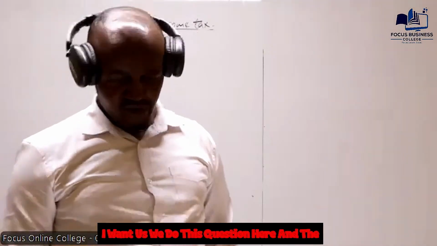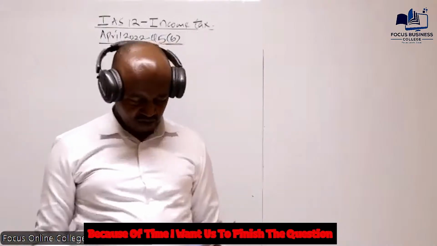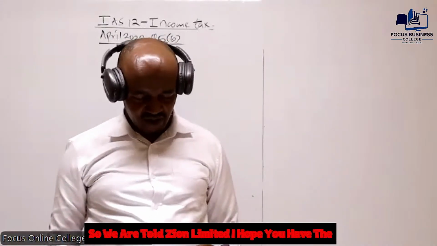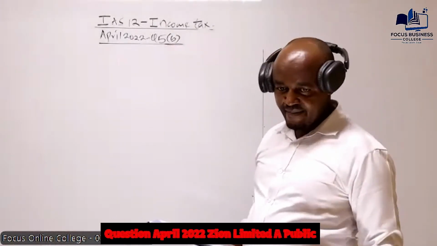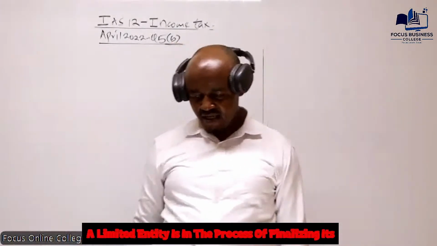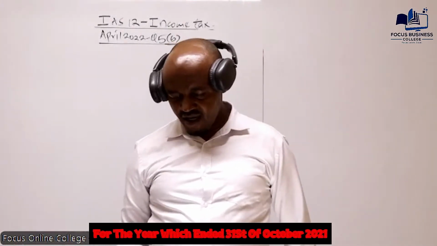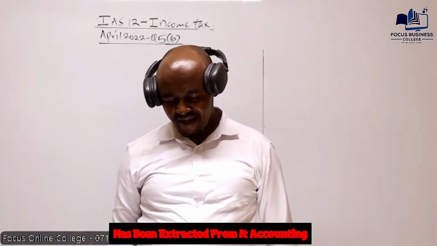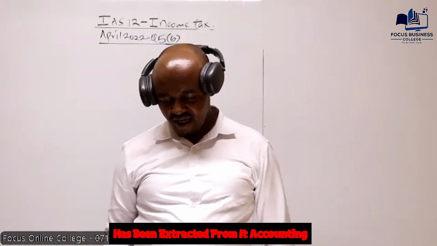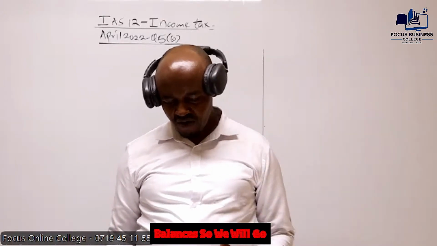I want us to do this question here, and we will try to move at a speed, because of time. I want us to finish the question. So we are told NL Limited. I hope you have the question, April 2022. NL Limited, a public limited entity, is in the process of finalizing its financial statements for the year ended 31st of October 2021. We are told the following information has been extracted from its accounting records for the purpose of estimating the deferred tax balances.